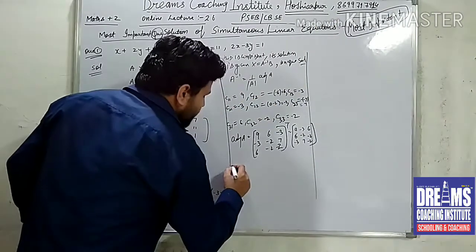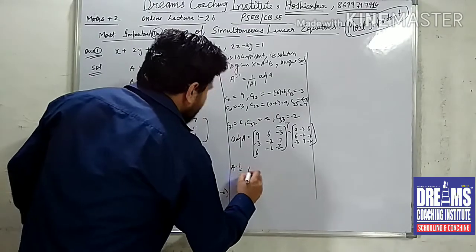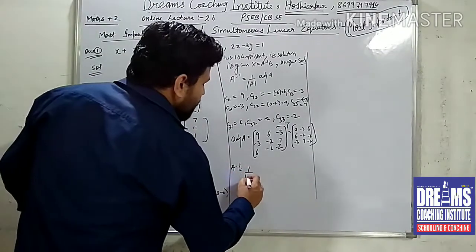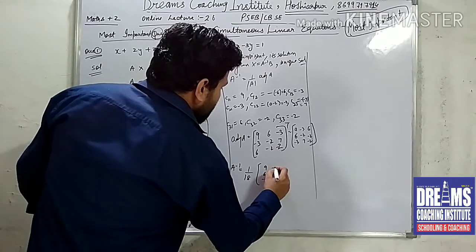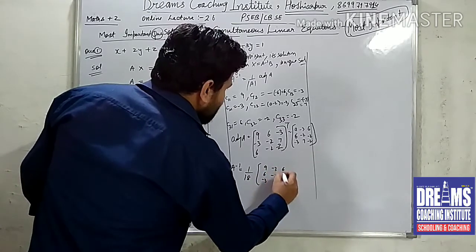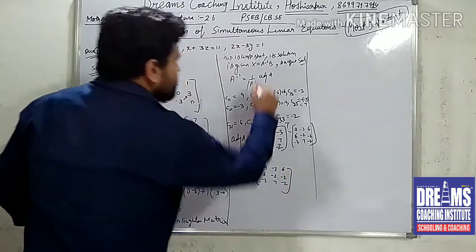So now what is A inverse? A inverse is equal to 1 over A determinant into adjoint of A. A determinant is 18. So this is 9, 6, minus 3, minus 3, minus 2, 7, 6, minus 2, minus 2. So this is our A inverse.